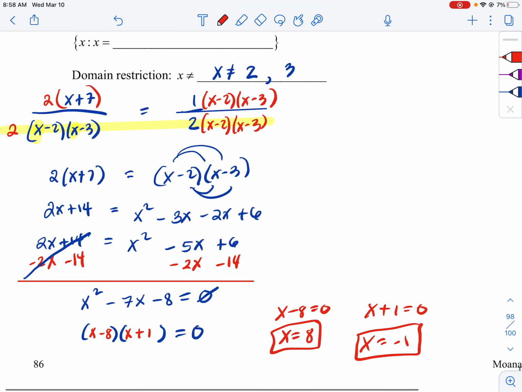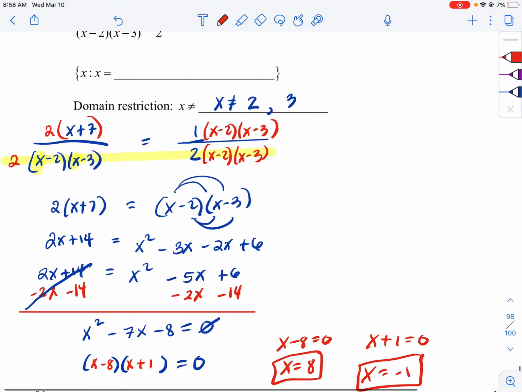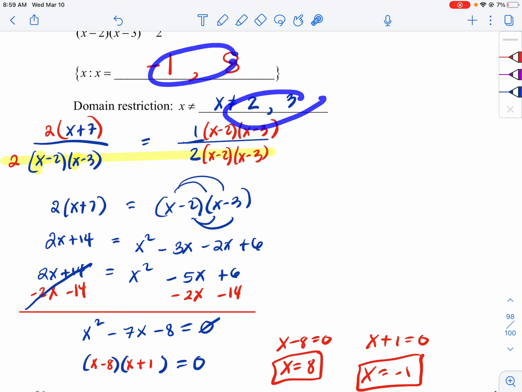Now, let's ask ourselves something. My domain restriction is that my x's cannot be a 2, cannot be a 3. My x's in the solution are an 8 and a negative 1. And so we're good to go. Our final answer is negative 1, comma, positive 8. Now, what if this was a 3, and my domain restriction was also a 3? Then you don't add that as your final answer. Right? You only have negative 1 as our solution. Okay, what if they both match? Then you would say no real solution.